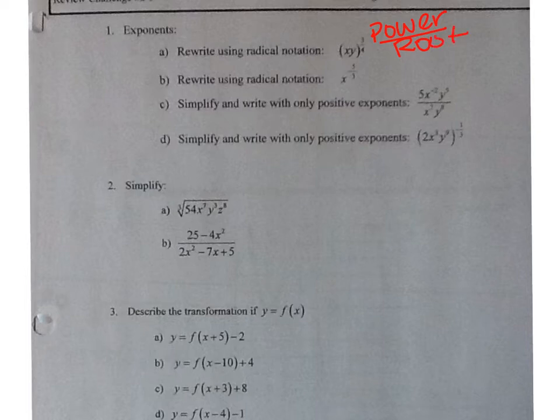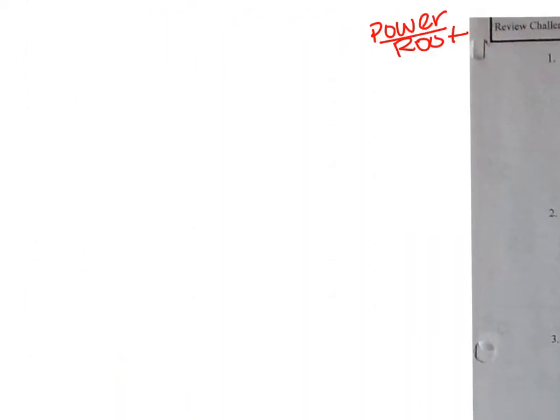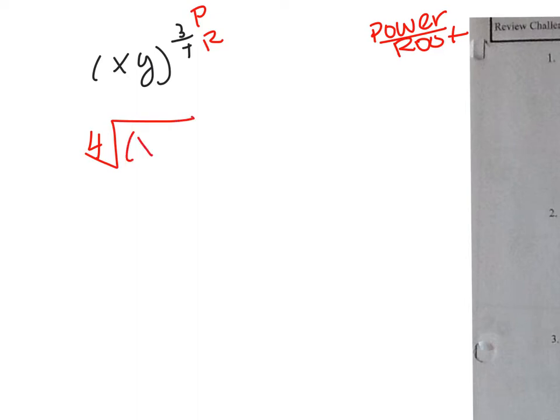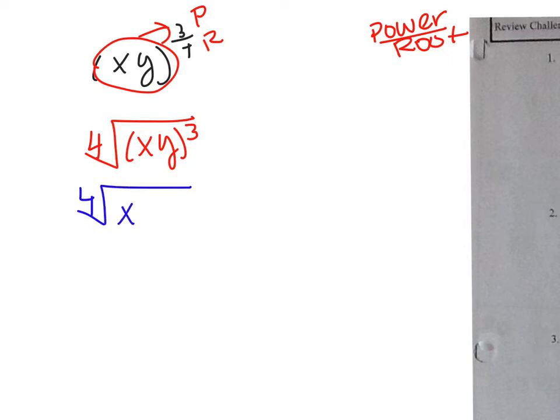Okay, so if I have xy to the 3/4 power, my power would be 3 and my root would be 4. So it would be the 4th root of xy to the 3rd power. And that would have to be in parentheses because it's the whole thing that's raised to the 3/4 power. And this could also be written as the 4th root of x to the 3rd, y to the 3rd. So they're both equivalent answers.